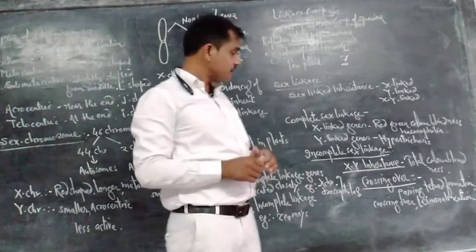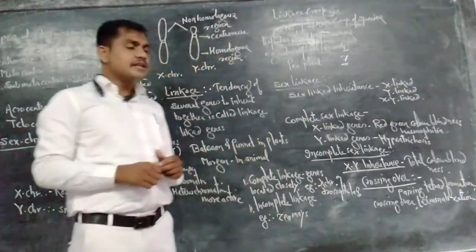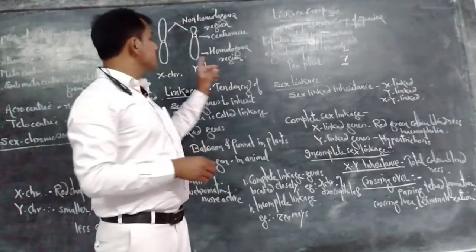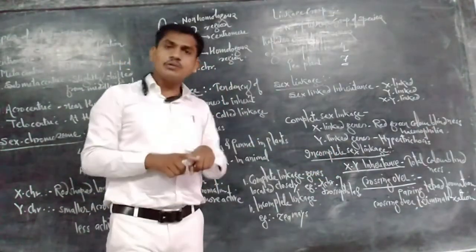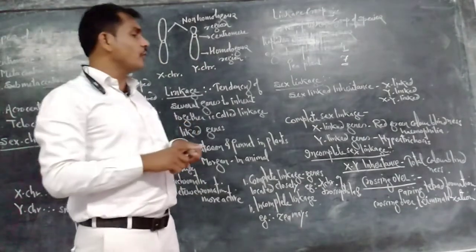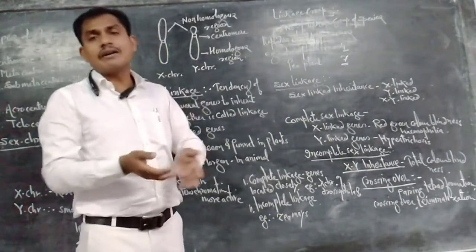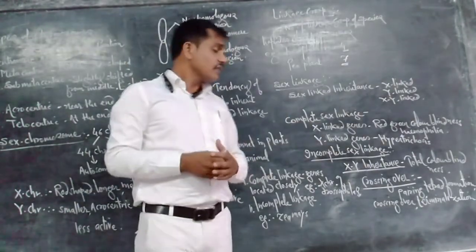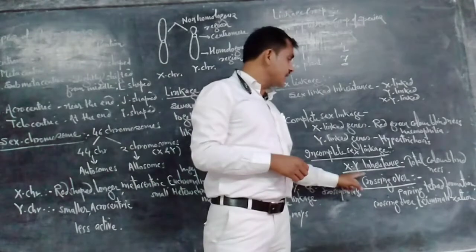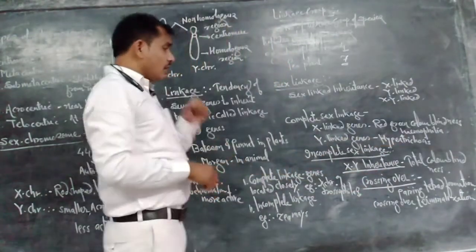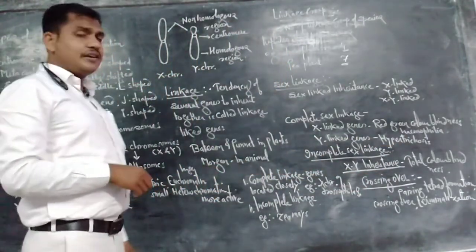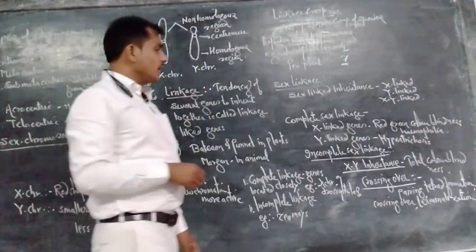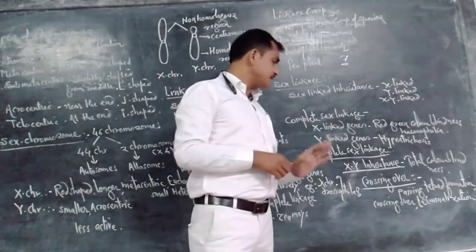Incomplete sex linkage: here the linkage is present on the homologous region of the X and Y chromosomes. Here crossing over occurs, so due to crossing over the genes get separated. They are not forwarded together from generation to generation. This is incomplete sex linkage. Examples of XY inheritance, incomplete sex linkage, are total color blindness, nephritis, and retinitis pigmentosa.